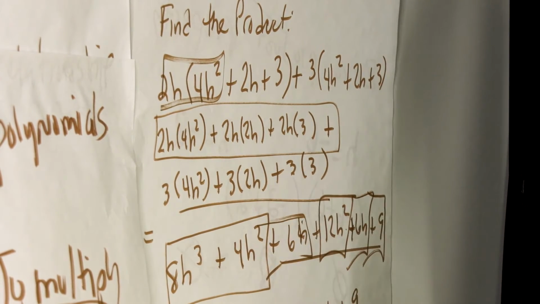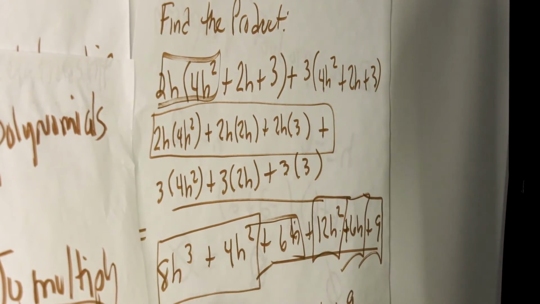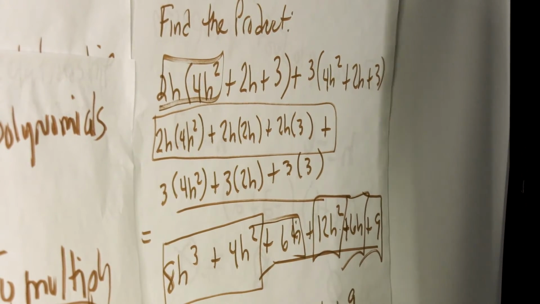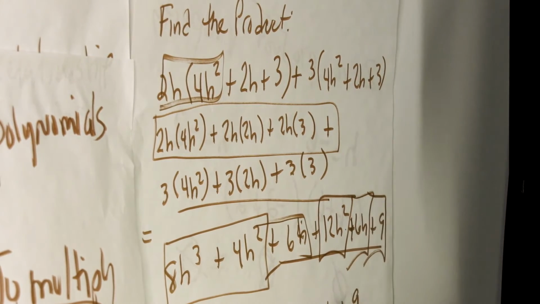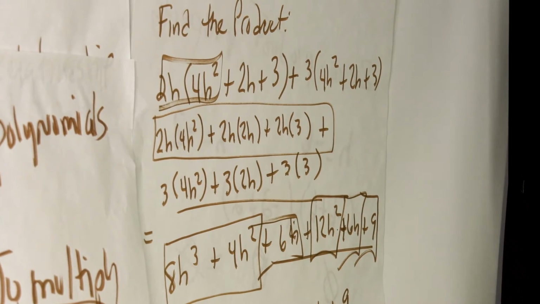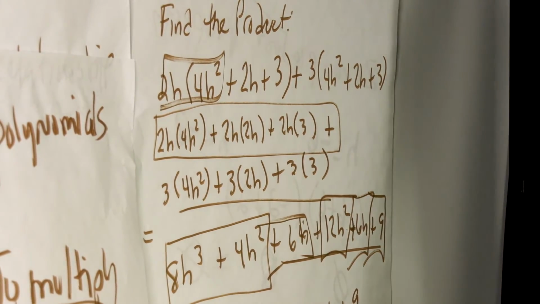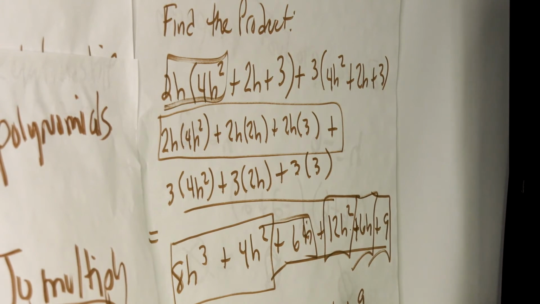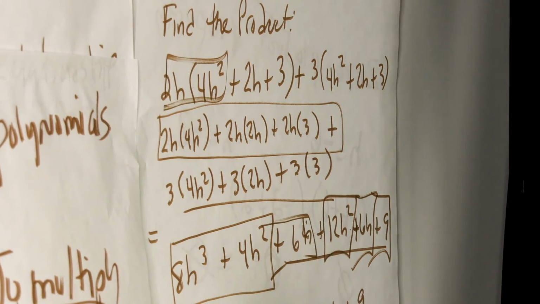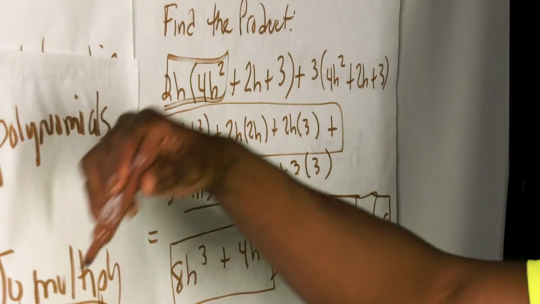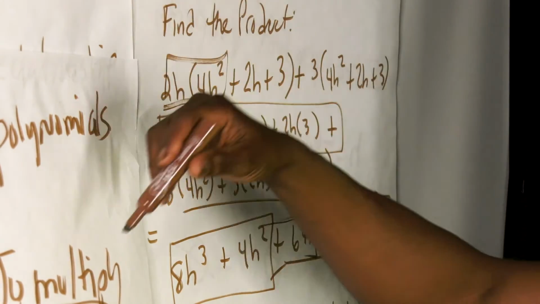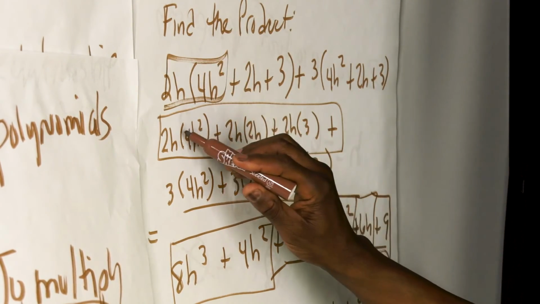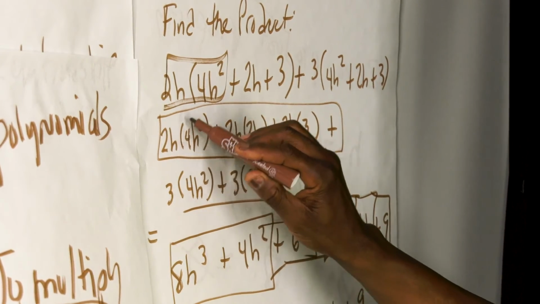Remember, when you write out your answer, you must start with the highest degree. 8h cubed is higher than 16h squared, and it's higher than 12h, and it's definitely higher than the constant of 9. So the final answer will be 8h cubed plus 16h squared plus 12h plus 9. But the key here is to follow the distributive property while remembering that when you multiply, you add the exponents of each of the bases.